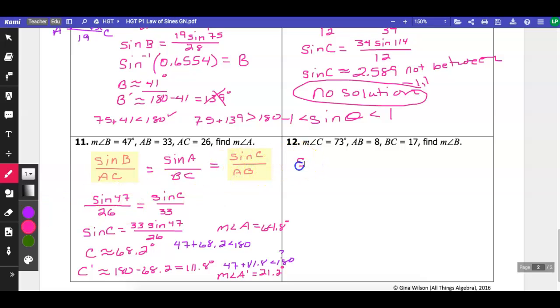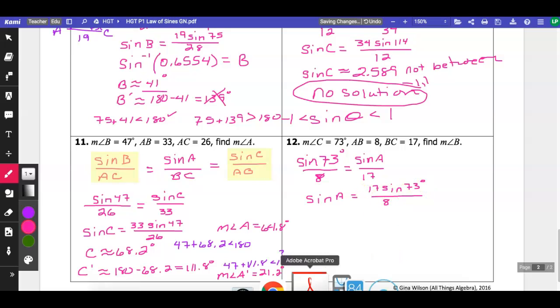So what we have then is the sine of 73 degrees, and while you're doing this, you might want to pause the video and go ahead and draw out the triangle and make sure that you're understanding what I was saying there, okay? So the sine of 73 degrees over the side opposite, segment AB, that's 8, is equal to the sine of angle A over 17, since segment BC is across from angle A. To solve for the sine of angle A, I want to multiply both sides of the equation by 17. So the sine of angle A is equal to 17 times the sine of 73 degrees divided by 8.